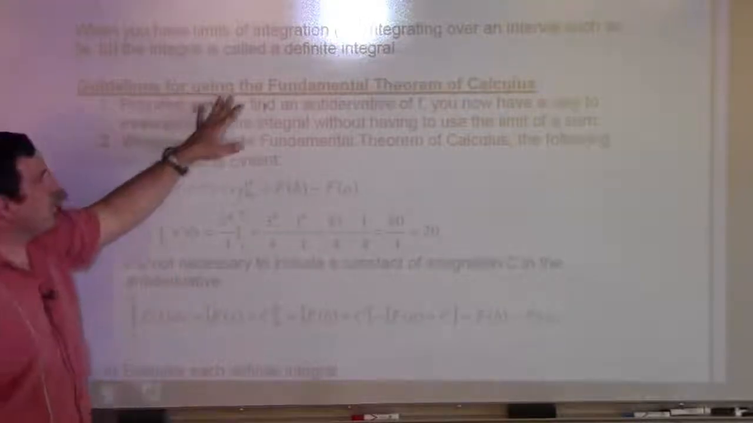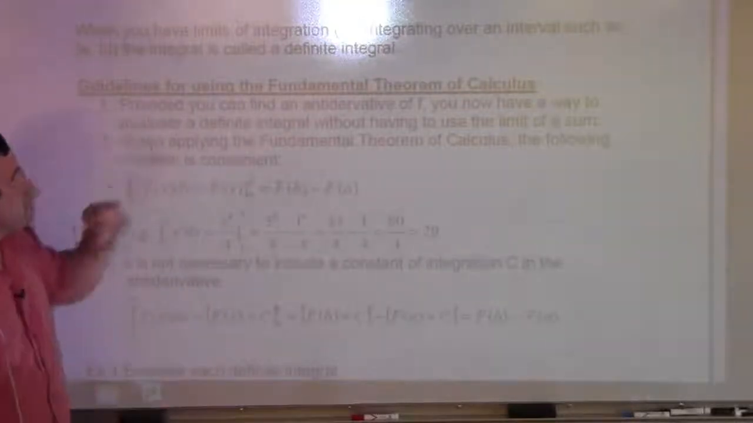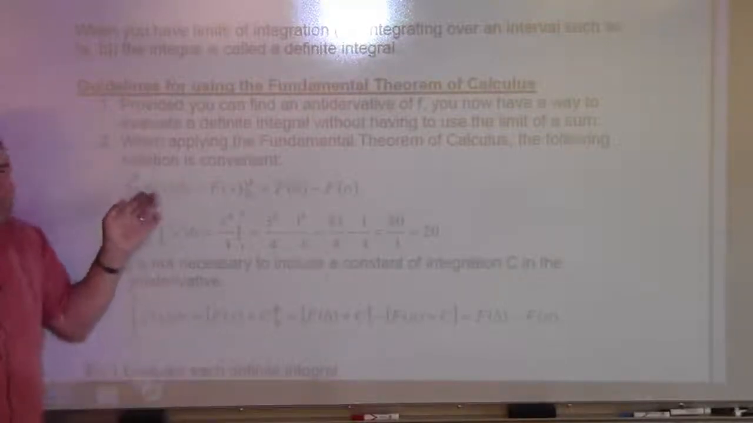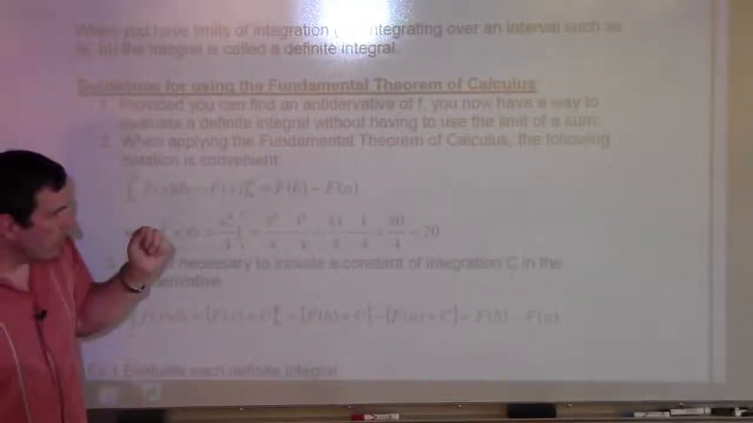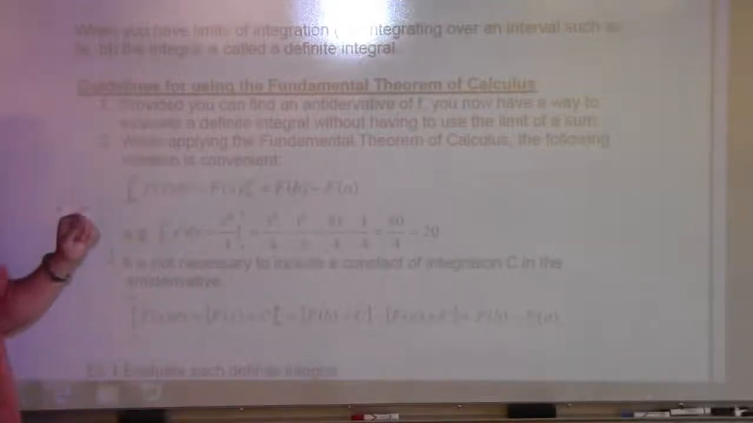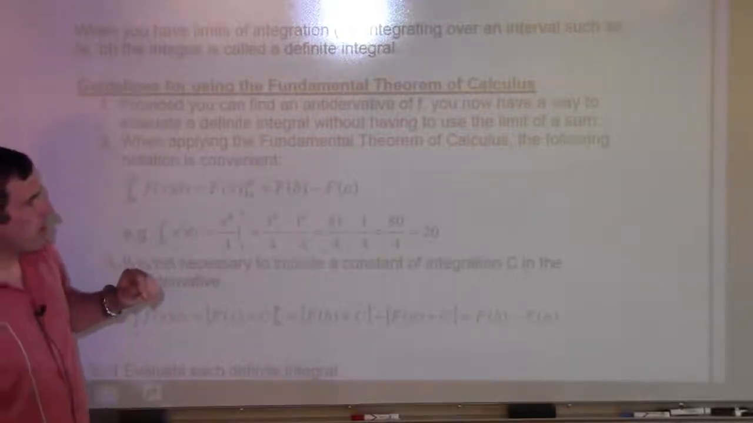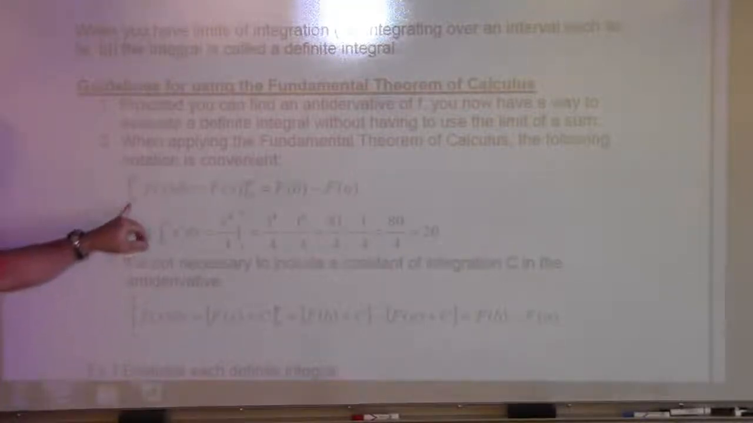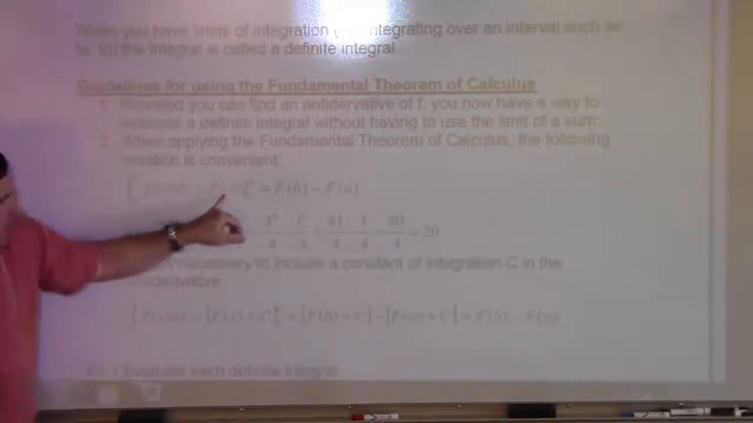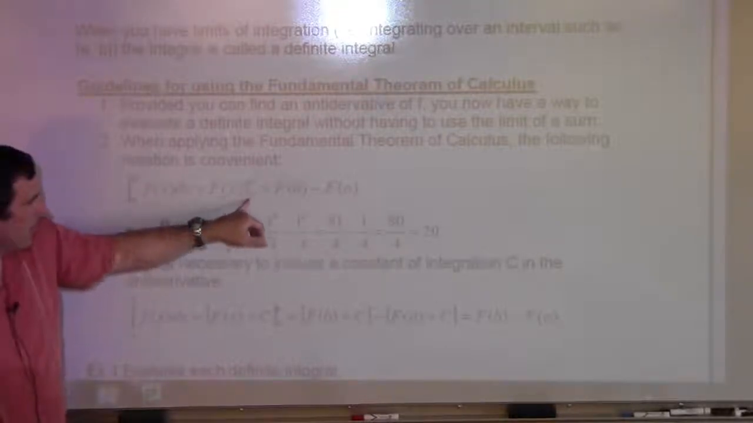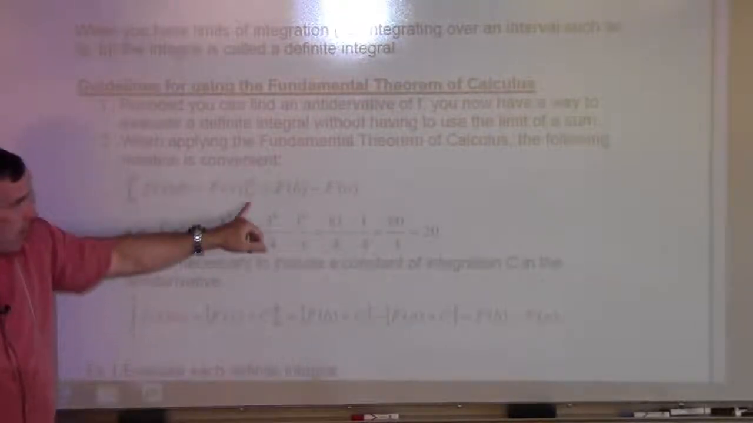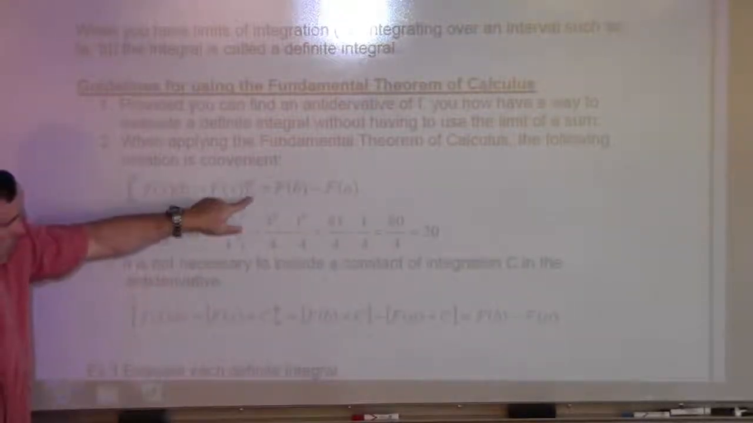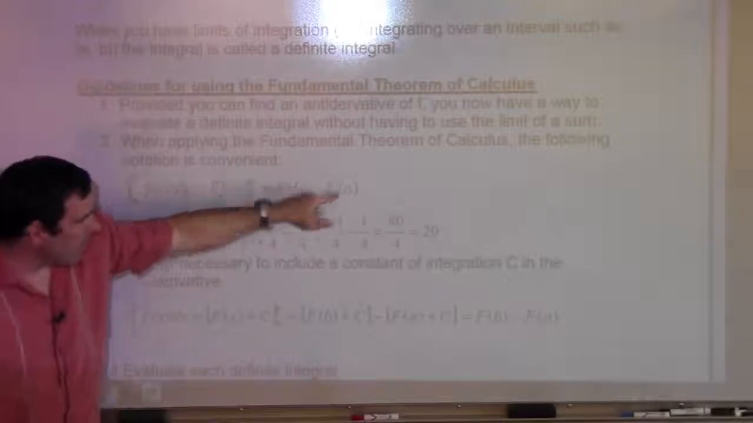So guidelines for using the fundamental theorem of calculus. Provided you can find an antiderivative of f, you now have a way to evaluate a definite integral without having to use the limit of a sum. And when applying the fundamental theorem of calculus, the following notations are convenient. The integral from a to b of f of x dx is F of x from a to b. This is usually just a vertical line, which is F of b minus F of a. It means this is the antiderivative from a to b, F of b minus F of a.